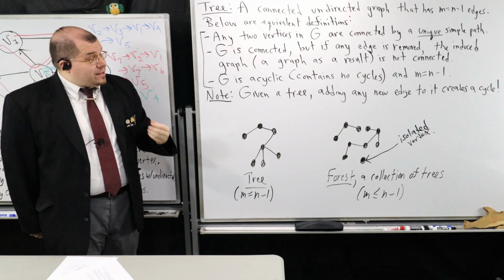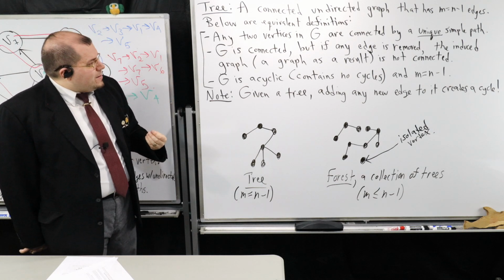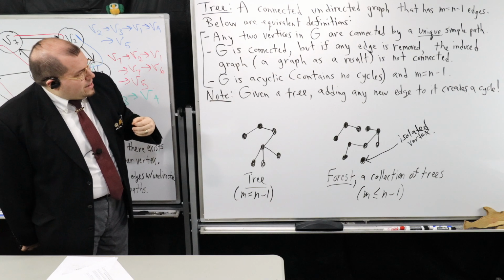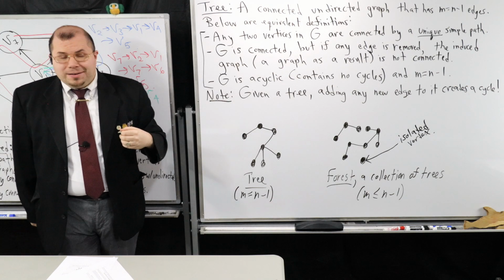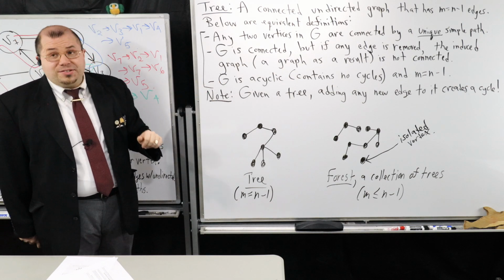Another way is simply that the graph is acyclic, and the exact number of edges it has is n-1. Acyclic simply means it contains no cycles.